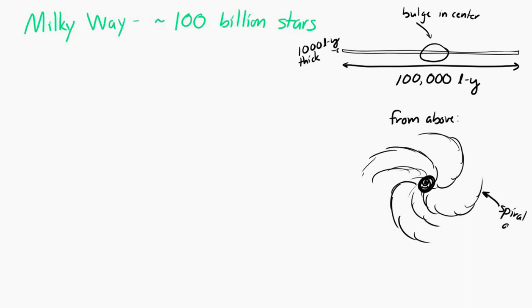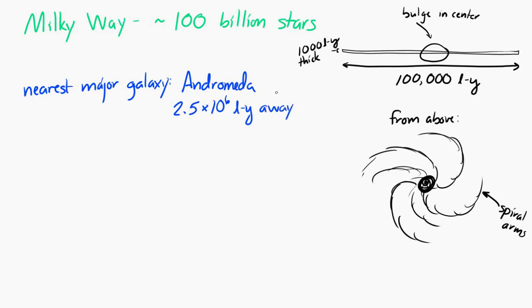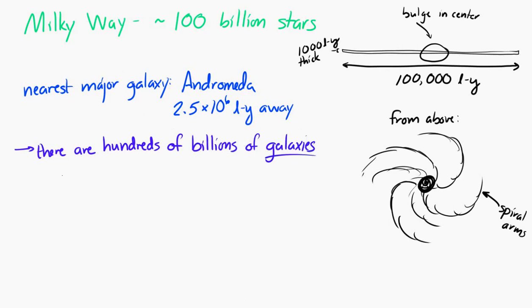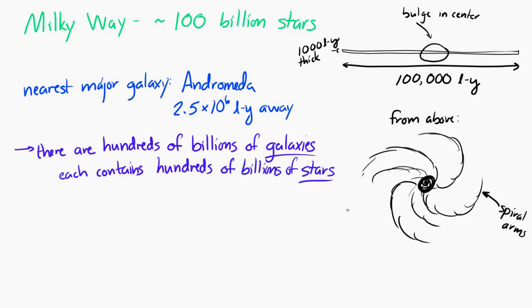Now, there are other galaxies out there. The nearest neighboring major galaxy is Andromeda, and that's 2.5 times 10 to the 6 light years away, 2.5 million light years away. And that galaxy contains also hundreds of billions of stars. There are hundreds of billions of galaxies, and each galaxy contains hundreds of billions of stars. So the universe is absolutely huge, and it's kind of hard to conceive of just how much there is out there.